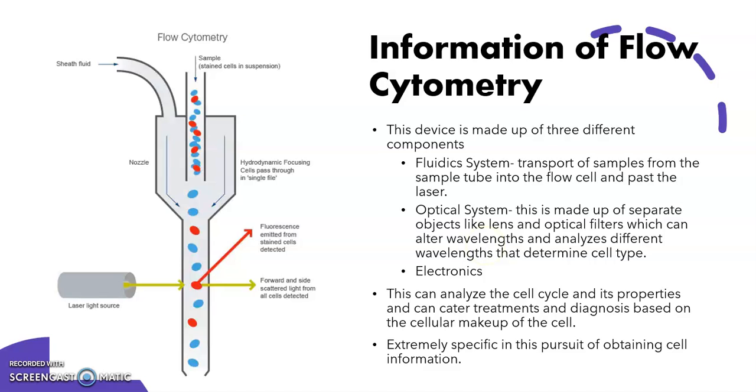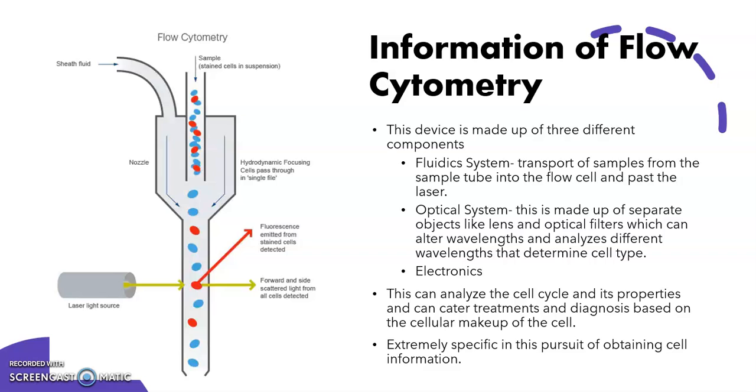So, information of flow cytometry. The device is made up of three different components. There's the fluidic system. This is the transport of samples from the sample tube into the flow cell and past the laser. There's the optical system.